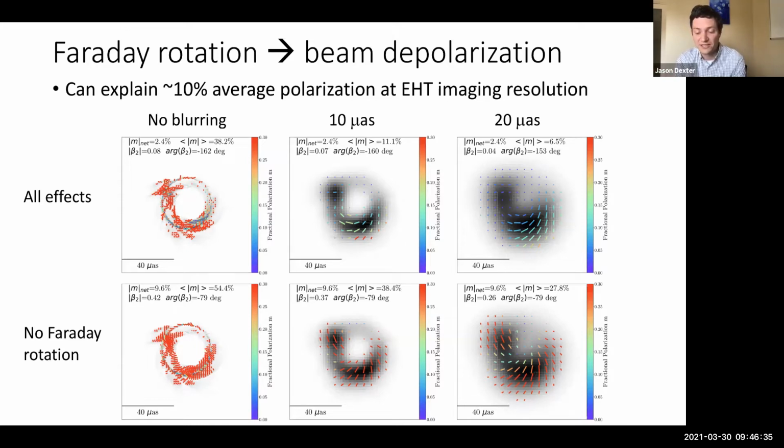At least in simulations that we know how to do, we don't know how to make turbulence that produces that much depolarization. And we also don't think that the absorption effect is very important near M87. So we don't think that it's self-absorption.